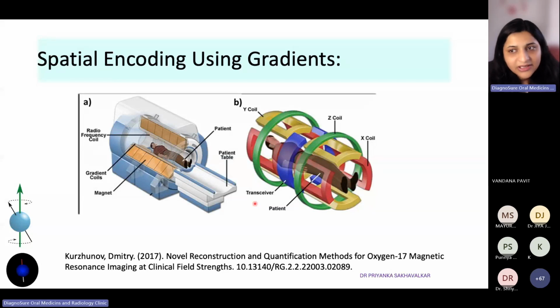To figure out where in the body the signal is coming from, the magnetic gradients are applied in three directions, that is X, Y, and Z plane. These gradients allow the MRI system to distinguish between signals from different spatial locations in the body, enabling the creation of images in various planes.